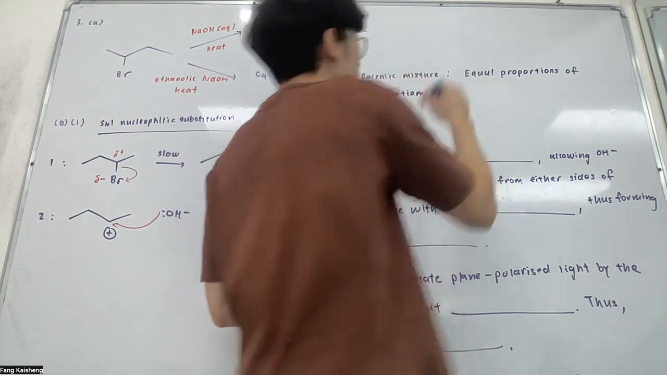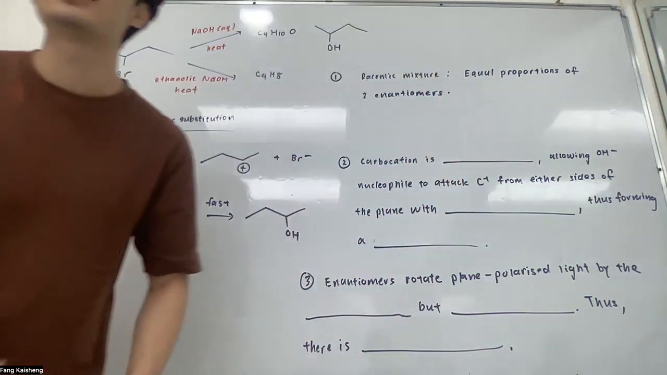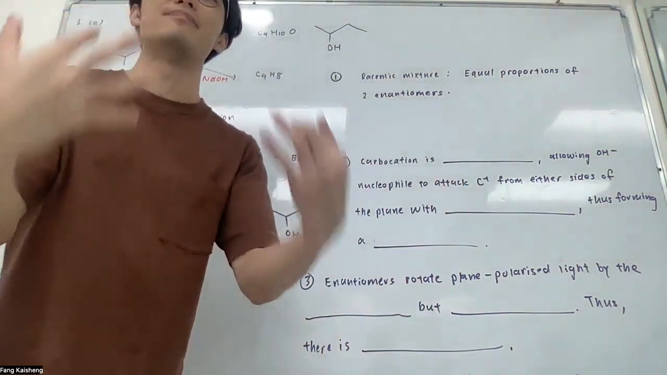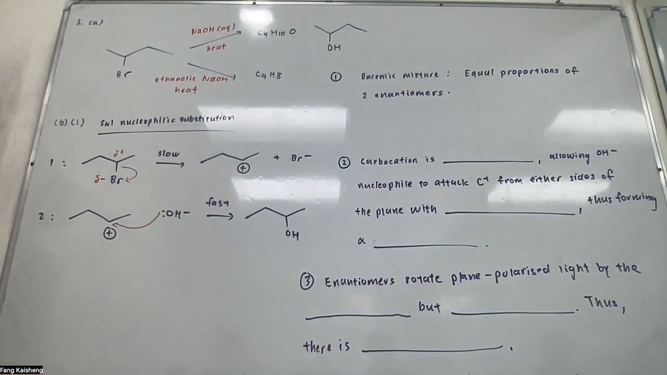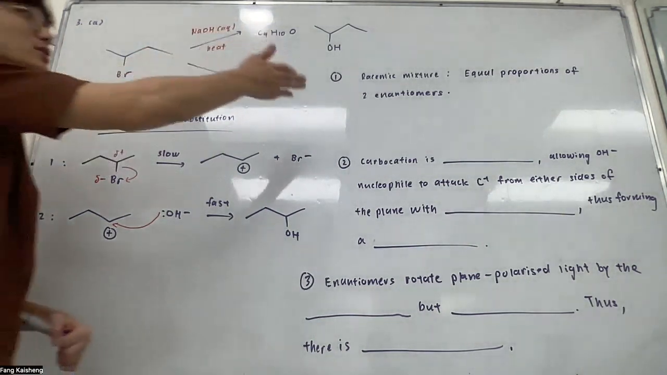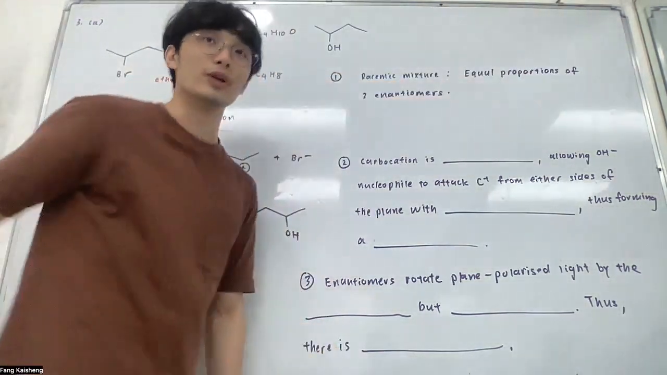A normal image and a mirror image, both in equal proportion in the same mixture. That's pretty much it. Two equal proportions of two enantiomers in the same mixture. You can add in that word also.